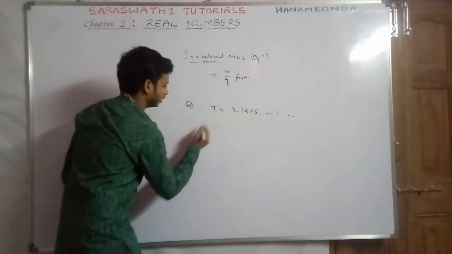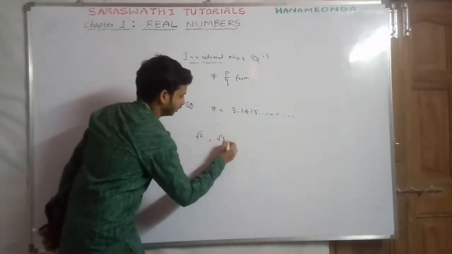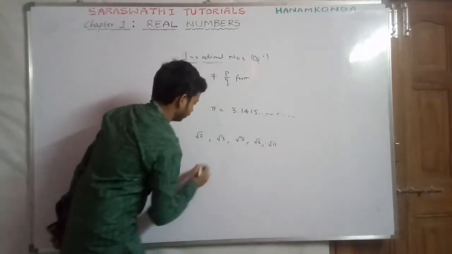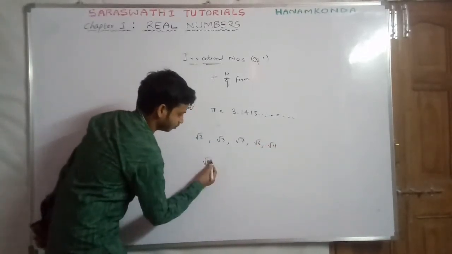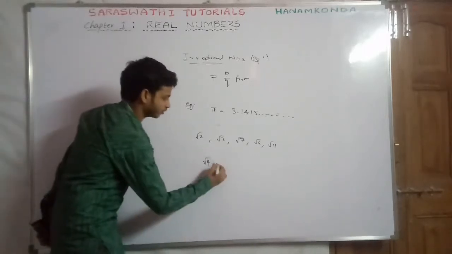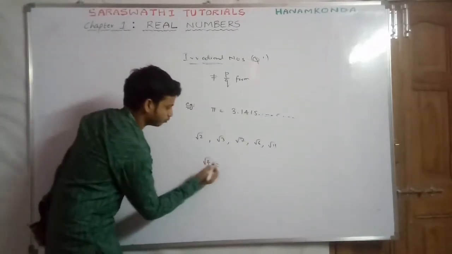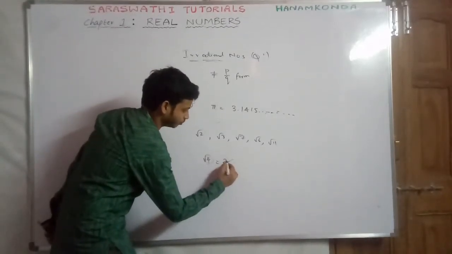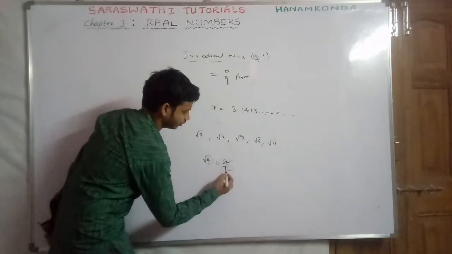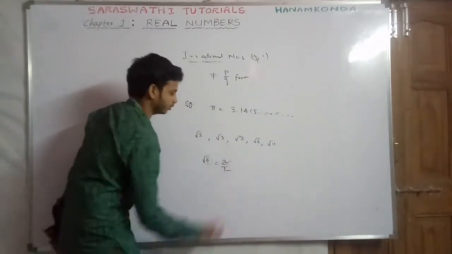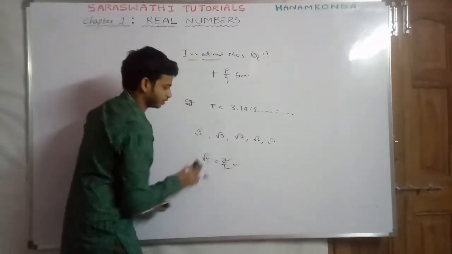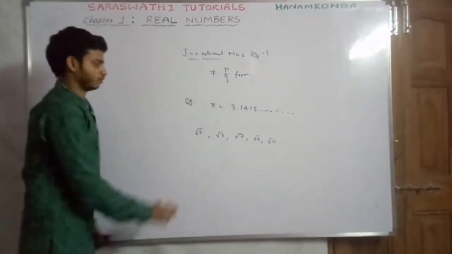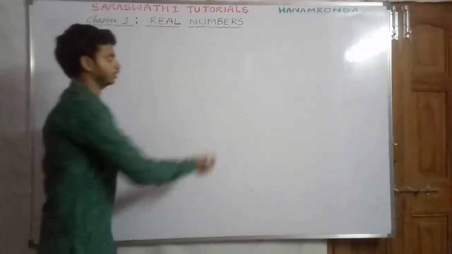Other examples of irrational numbers are root 2, root 3, root 7, root 6 and root 11. Root 4 is not an irrational number, since 4 is a perfect square and root 4 is 2. We can write it as 2 by 1, so it is of the p by q form, where p is 2 and q is 1, numerator 2 and denominator 1. So it is a rational number. Perfect square numbers are not irrational numbers. Only those numbers which are not perfect squares are irrational numbers.